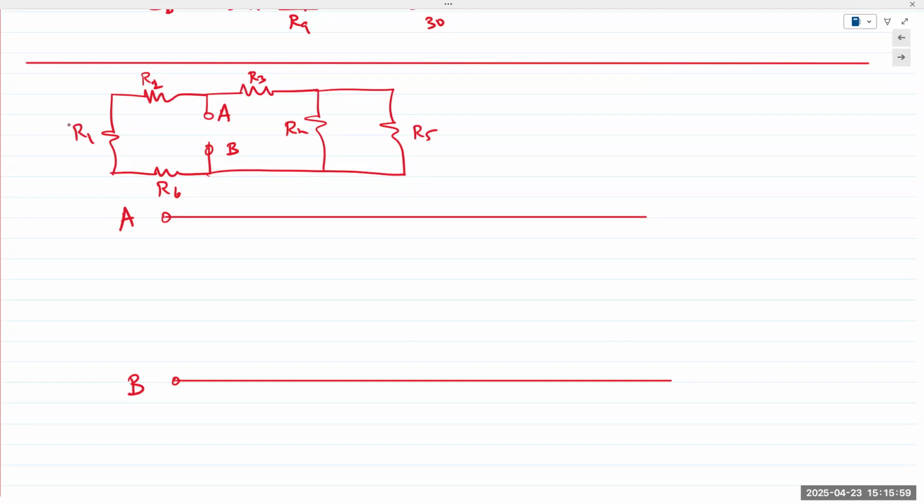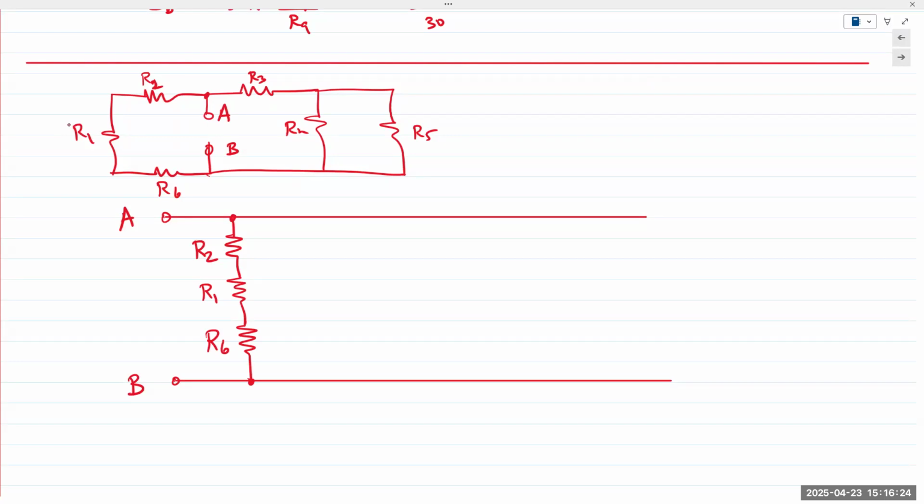There is one on the left where I can start from A and I can go from R2. R2 is connected to R1 and R1 is connected to R6, which leads me to B.